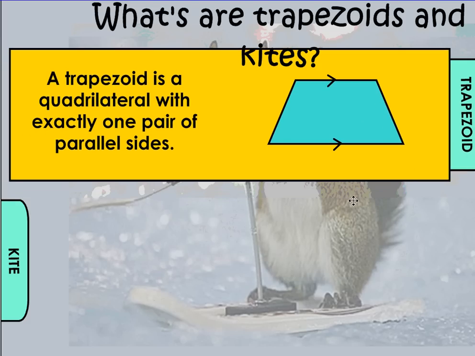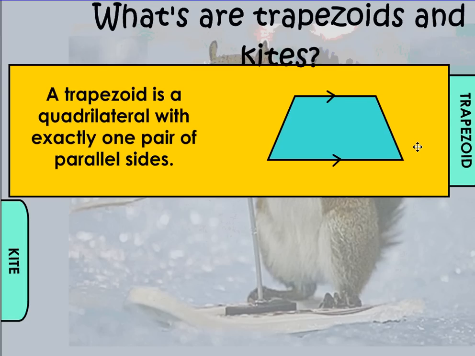A trapezoid is a quadrilateral with exactly one pair of parallel sides. So our trapezoid is going to be different than the parallelograms that we've been talking about because it only has one pair of parallel sides and it's not part of the parallelogram family.